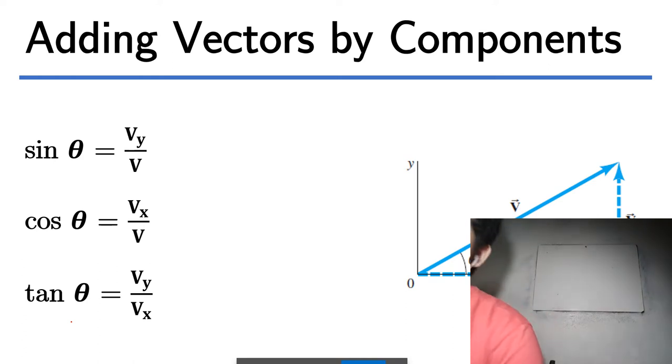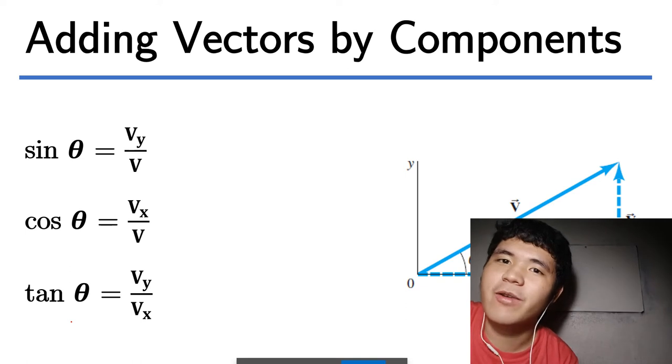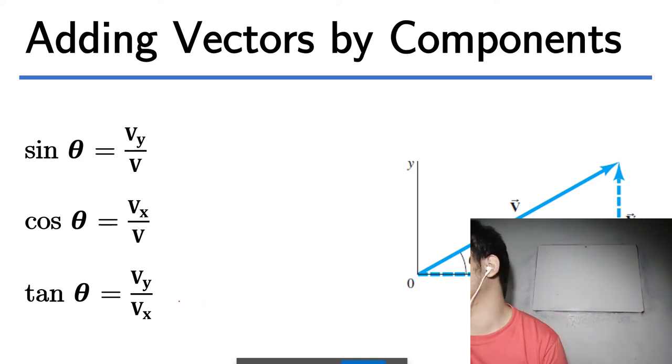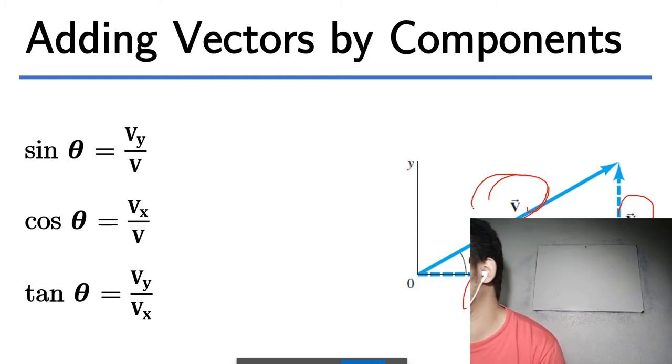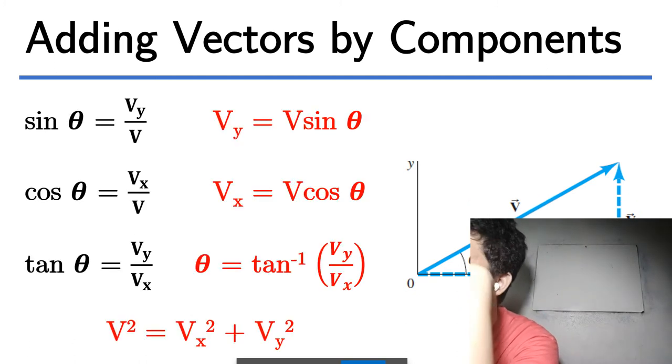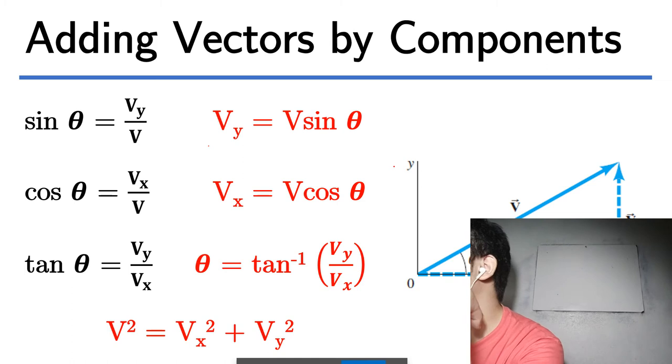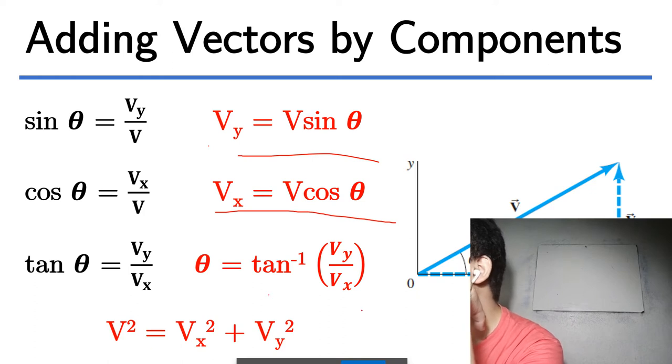So, sine theta equals Vy over V, opposite over hypotenuse. Cosine theta equals Vx over V. Tapos, tangent theta equals Vy over Vx, opposite over adjacent. Thus, we can solve for the y component, V sine theta, x component, V cosine theta, and yung angle in between, which is conveniently always y component over x component.